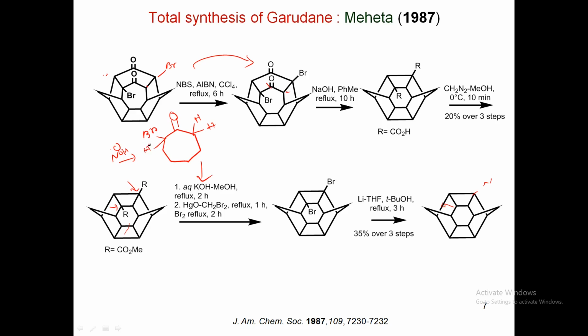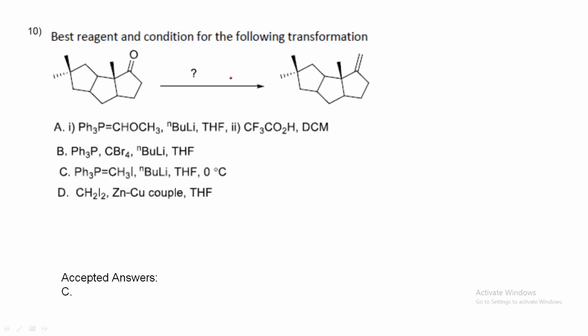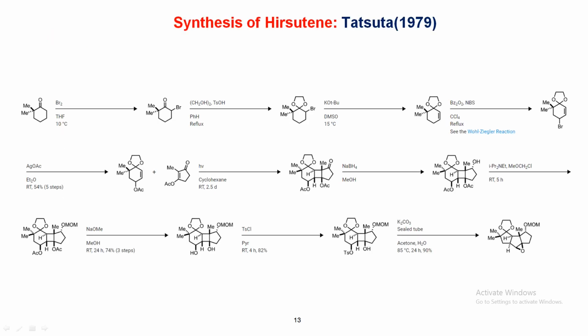Let's say we have taken this proton and generated the enolate on this side. After that, we ask which is the suitable condition. It would be the weak one, and so C would be the right option.